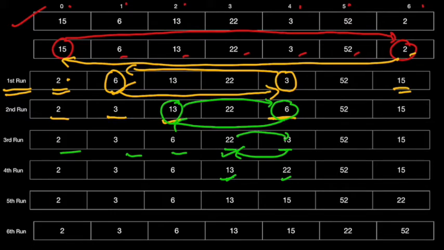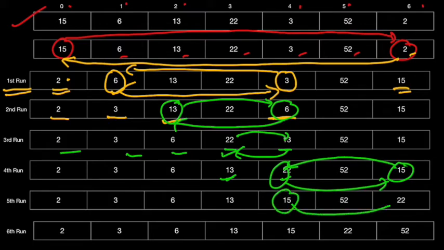Now we start with the 22 onwards. 22 will be compared with the rest. Yes, 15 is the smallest, so 15 will come here and 22 will go there. So it will look like this. Now 15 is over here. Now 15 will be compared with the rest, so 15 will go to where 22 was, and 22 will come over here.